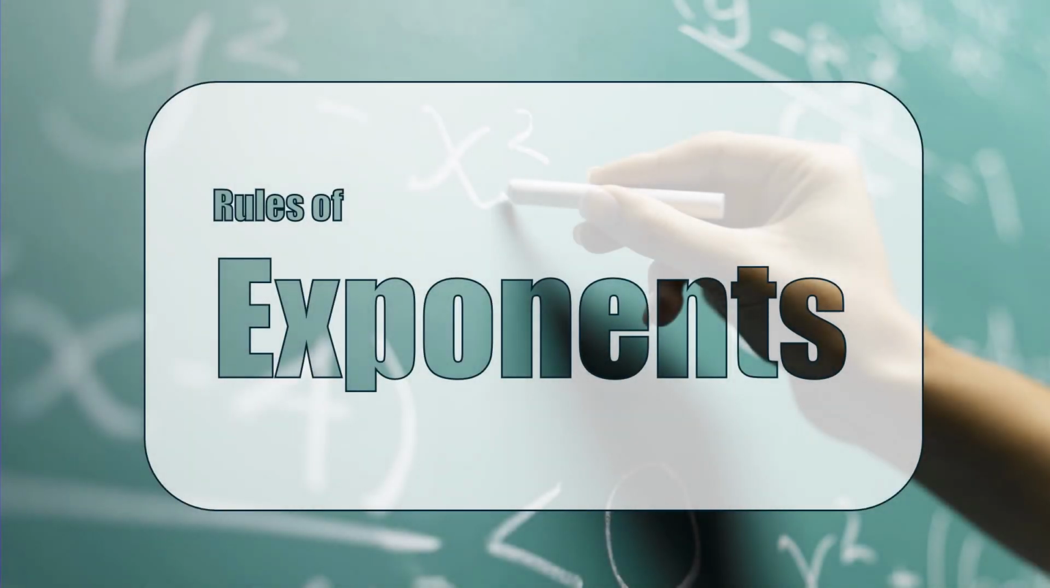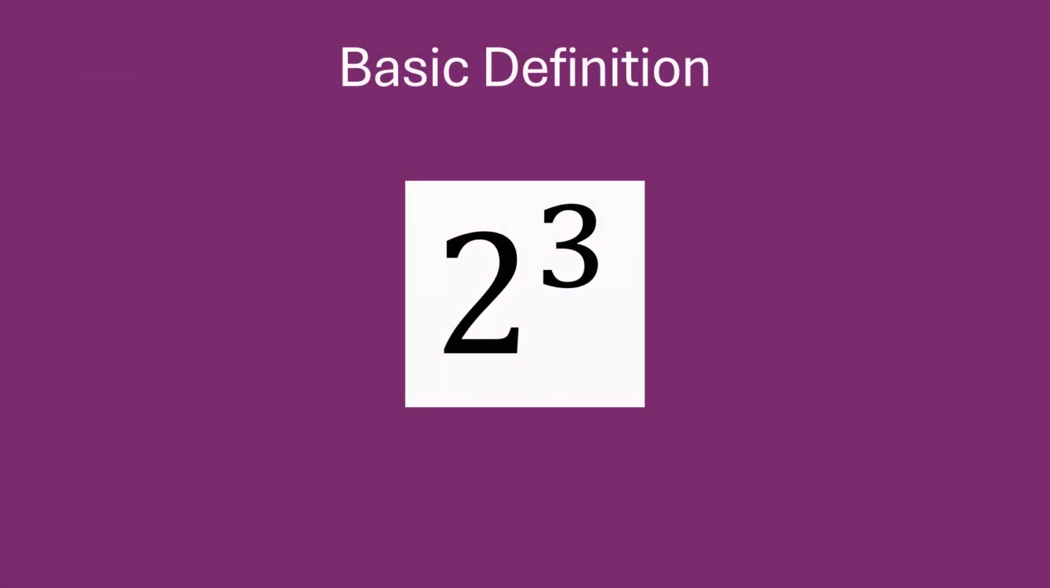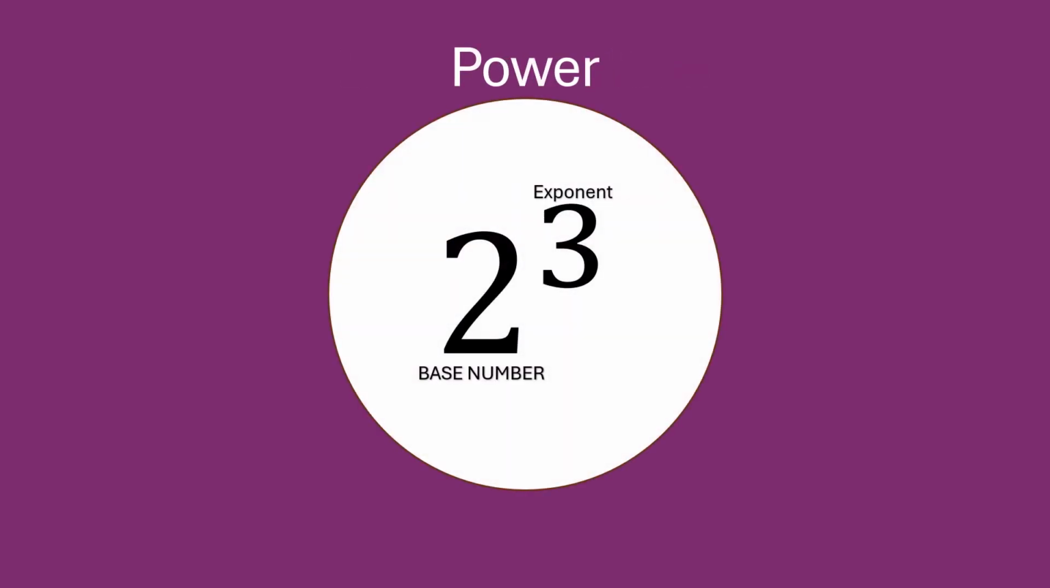Let's begin with the rules of exponents, starting with the basic definition. For example, 2 to the third power. In this case, the 2 is known as the base number. The 3 will be known as the exponent. If I put them together, this is what we call our power.